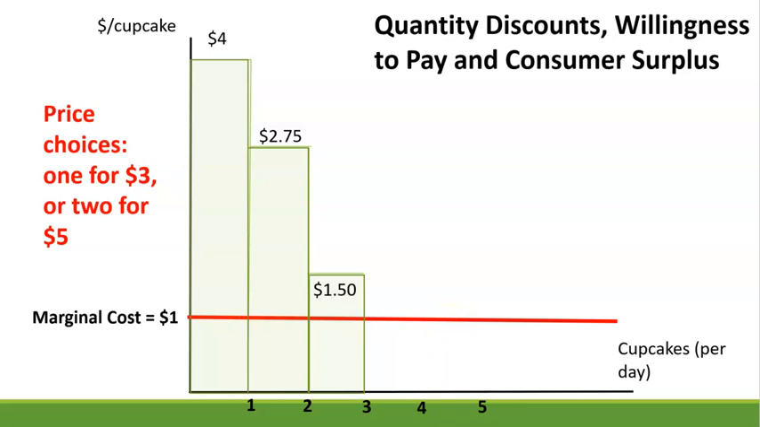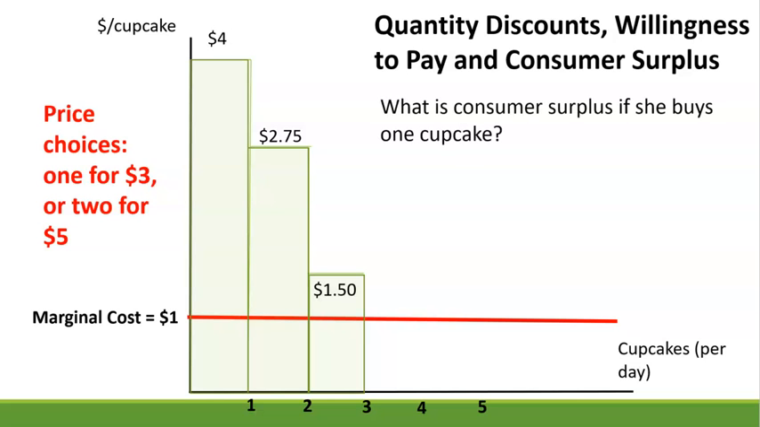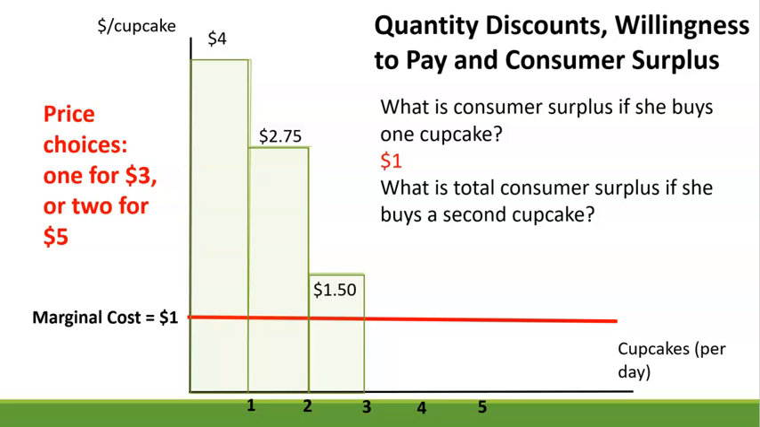So we could then ask what consumer surplus would one of these students get if she buys just 1 cupcake. So if the cost is $3 and her willingness to pay is $4, obviously she would get $1 worth of consumer surplus if she bought 1 of the cupcakes. But we could ask, okay, what if she buys 2 for $5? How much consumer surplus would she get if she bought that second cupcake?